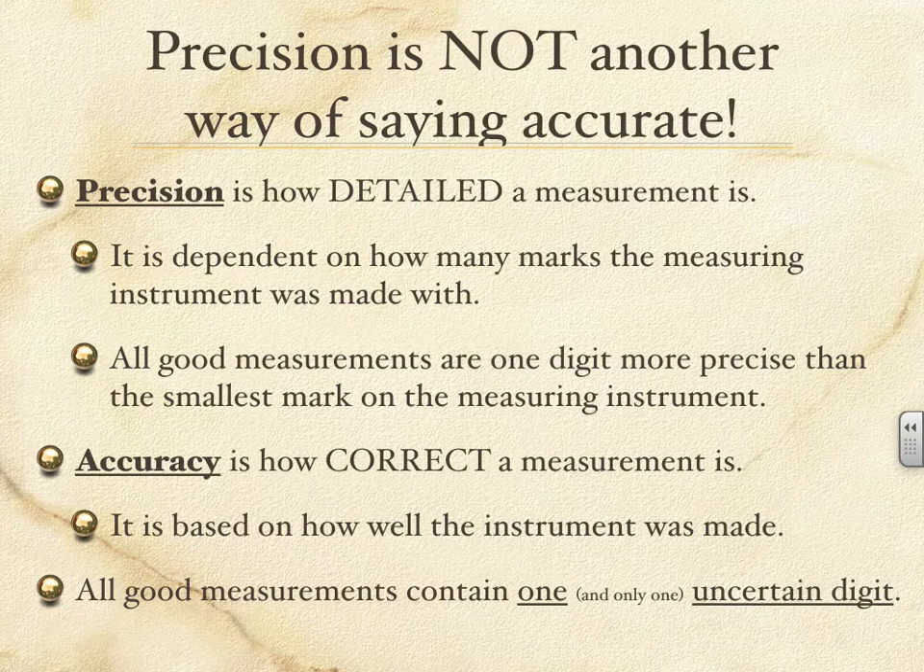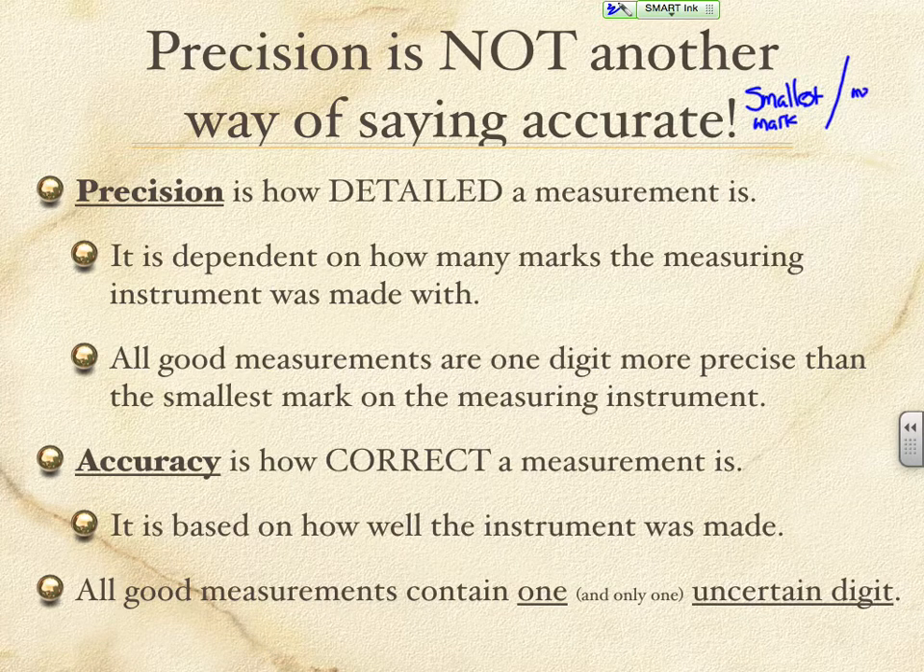Okay, so over here I'll make a little chart. Here we're going to have our smallest mark, and here we're going to have our measurement. So we have our smallest mark and our measurement, and we'll add to that as we go on. This one, the smallest marking is 1. Not very detailed. Now, is it accurate?